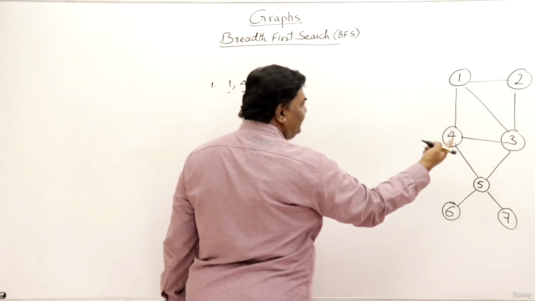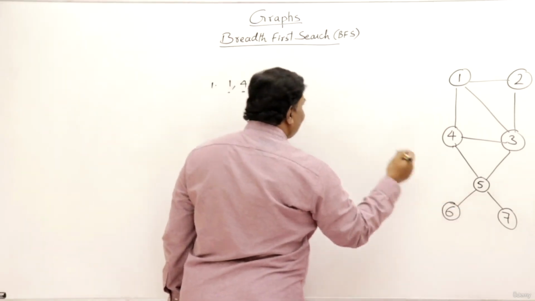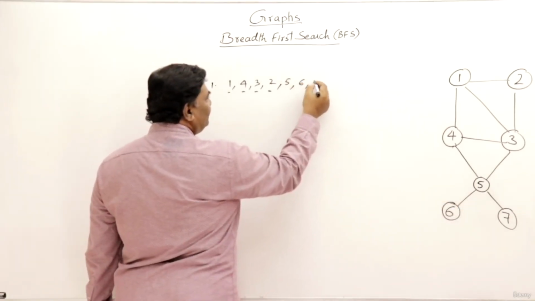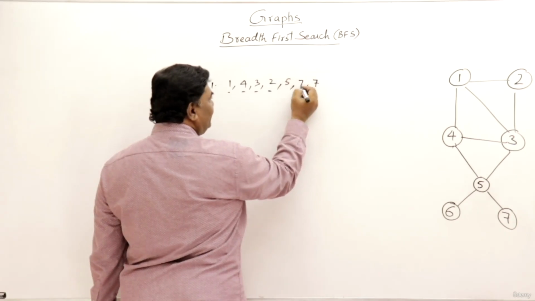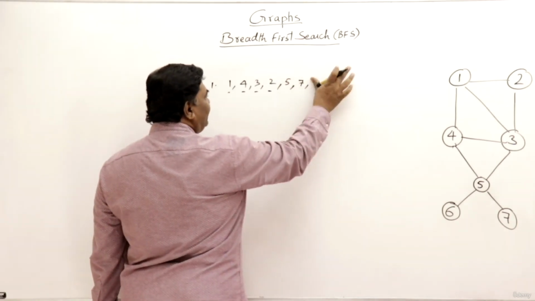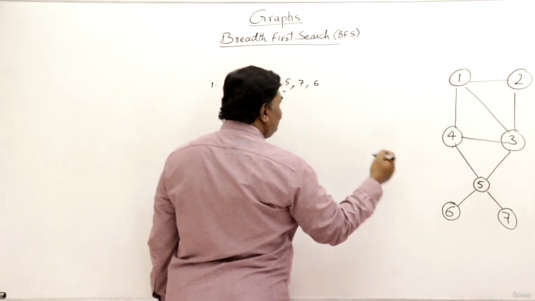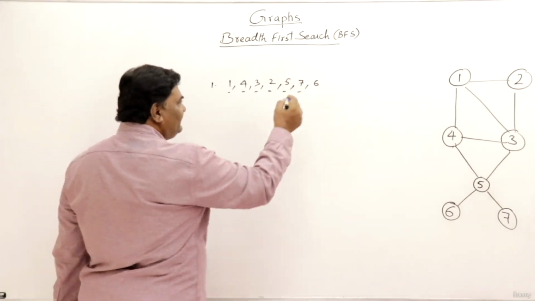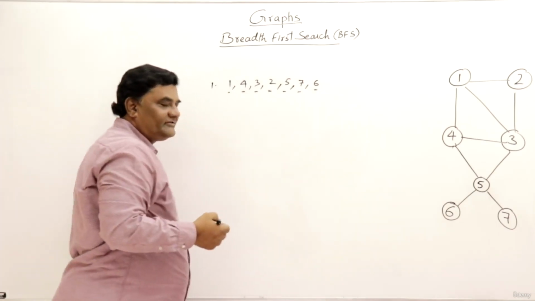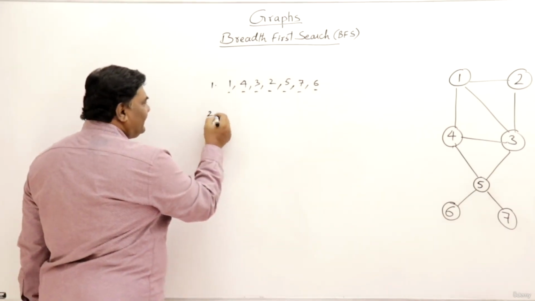Explore 2. There is nothing nearer to 2, so it is explored. Then from 5, 6 and 7. No, I will visit first 7, then 6. Okay, no problem. You can take first 7, then 6. 5 is explored. Now explore 7. There is nothing adjacent to 7, so 7 is explored. There is nothing adjacent to 6, so 6 is also explored. That's one answer. Then, the second one.